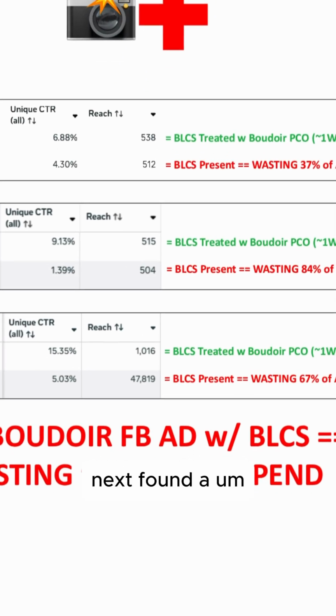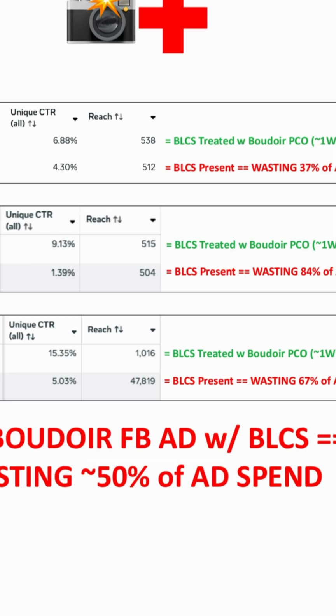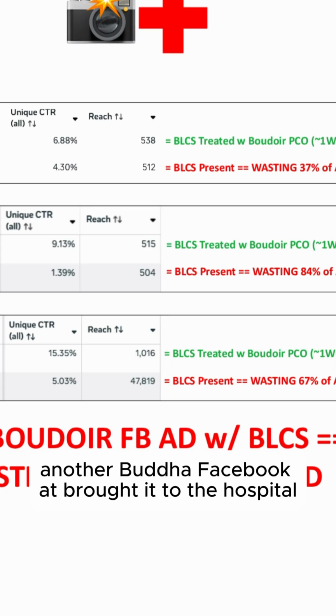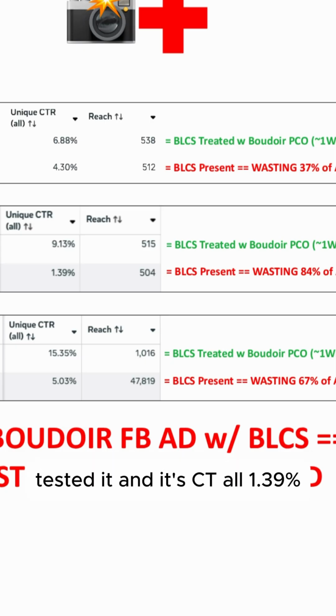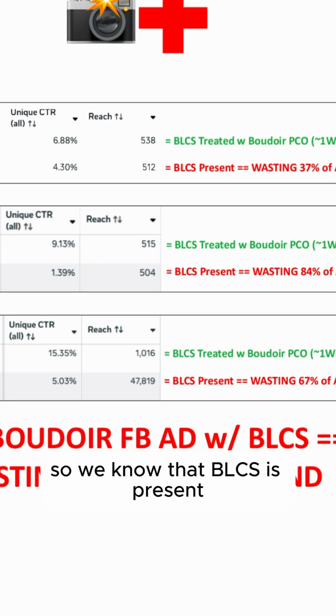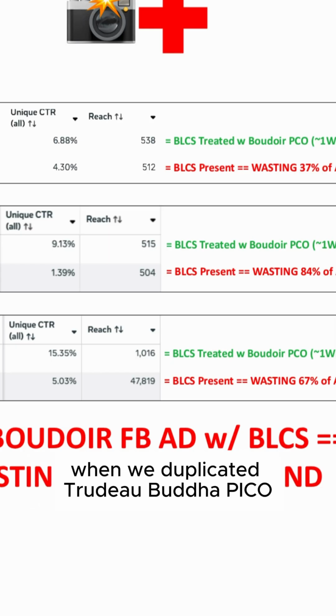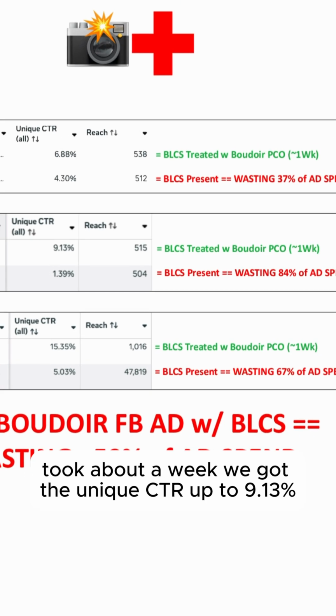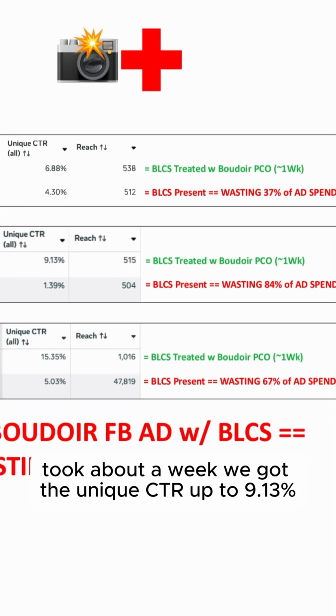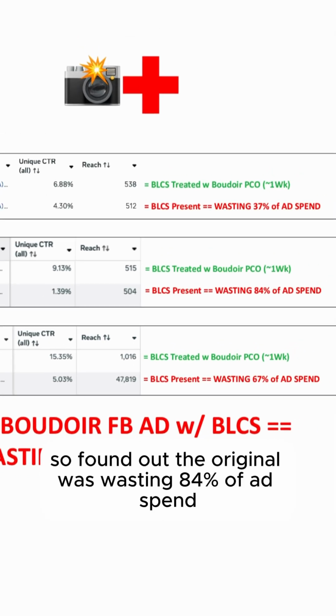Next, I found another Boudoir Facebook ad, brought it to the hospital, and tested it. Unique CTR 1.39%. So we know that BLCS is present. When we duplicated it and treated with Boudoir Pico, took about a week, we got the unique CTR up to 9.13%. So we found out the original was wasting 84% of ad spend.